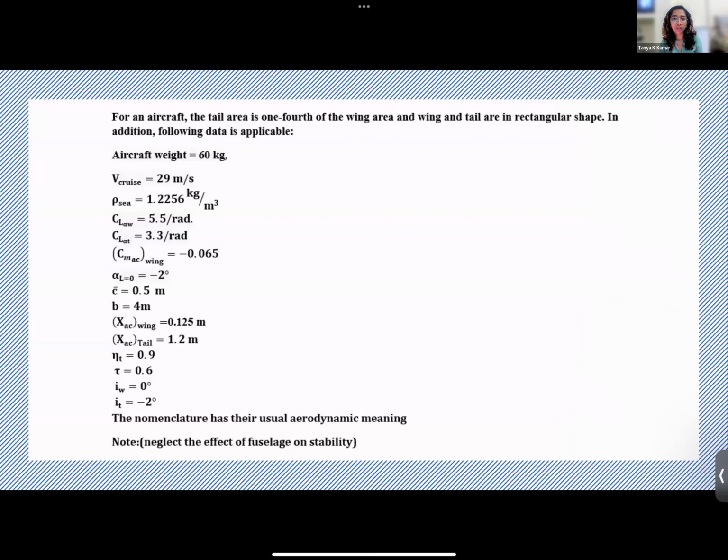So these were the data given to you for the series of questions of the week 10 assignment. For an aircraft, the tail area is 1/4 of the wing area, and the wing and tail are rectangular in shape. We did a question very similar to this in the last session, so it should have helped you. In addition, the following data is applicable: the weight of the aircraft, the cruising velocity, density at sea level, CL alpha of the wing, CL alpha of the tail, CMAC of the wing, zero lift angle of attack, mean aerodynamic chord, span, and other geometric parameters. Now let's look at the questions.